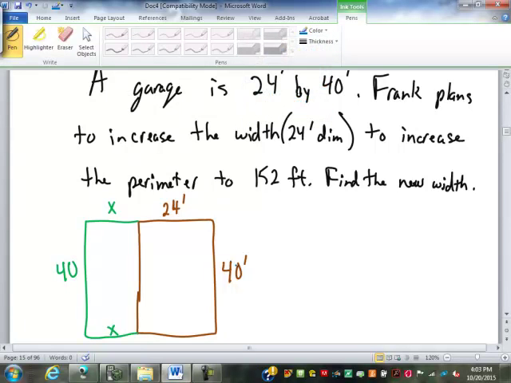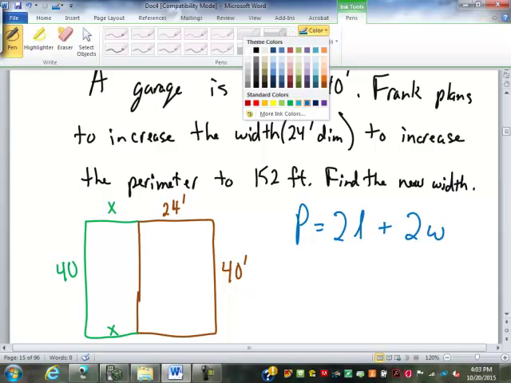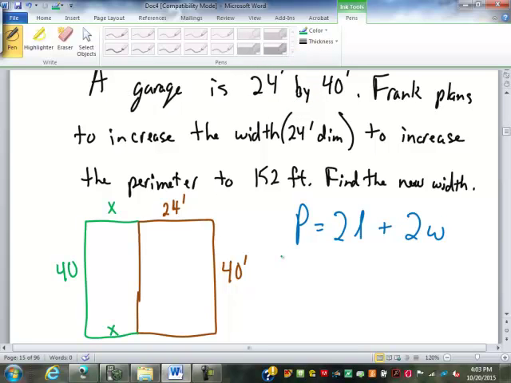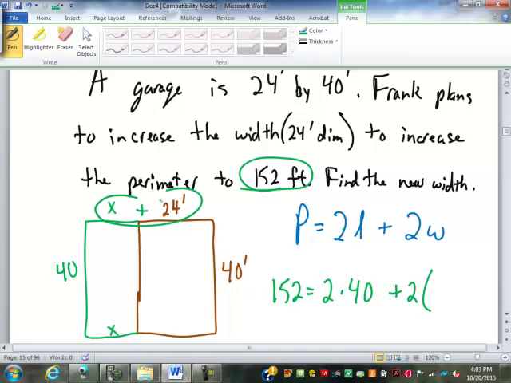Well, the perimeter is 2 times the length plus 2 times the width, correct? Hopefully that looks familiar. And we want the perimeter to be 152 feet. 2 times the length. Well, the length is still 40, so that's 2 times 40 plus 2 times the width. What's our new width? 24 plus X, or X plus 24?